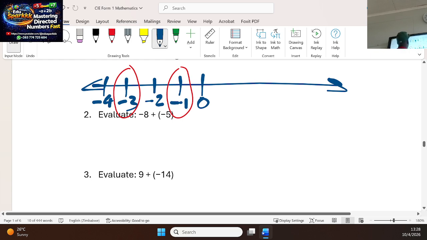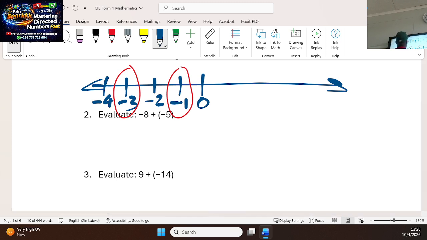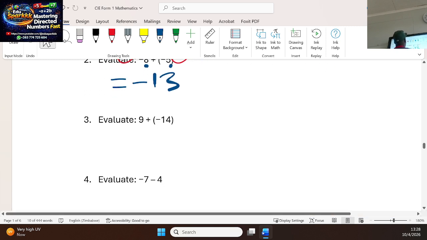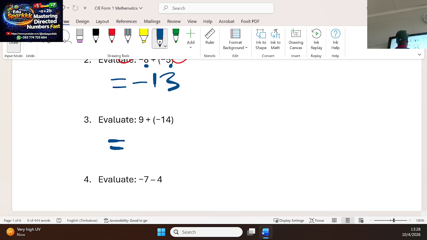Evaluate -8 plus -5. Of course, this is a sum. We maintain the sign if the signs are identical. So this is going to be a negative. 8 plus 5 gives us 13, so -13. Then moving to the next one, I want to evaluate 9 plus -4. Well, here the signs are different. If I compare the numbers, the bigger number has the negative sign, so everything is going to be negative. Then I look at the difference between 9 and 14, actually it's 5.